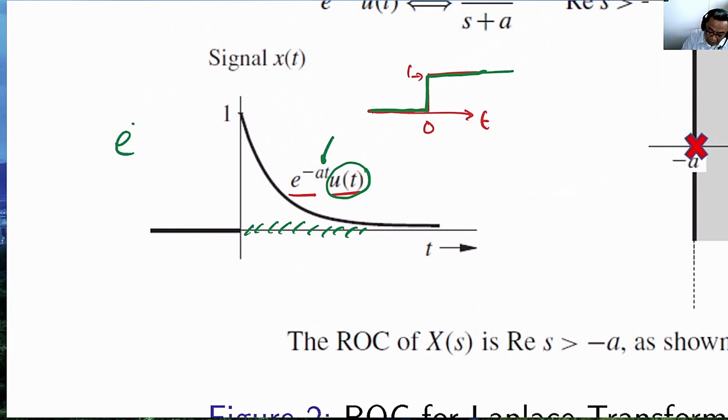For example, e minus 1t, as t goes bigger and bigger, will be e minus a negative value, become smaller and smaller. So that is why this is an exponential that is decaying with respect to time. So this is e minus at ut, and this is the first signal that we will try to find the Laplace transform of.